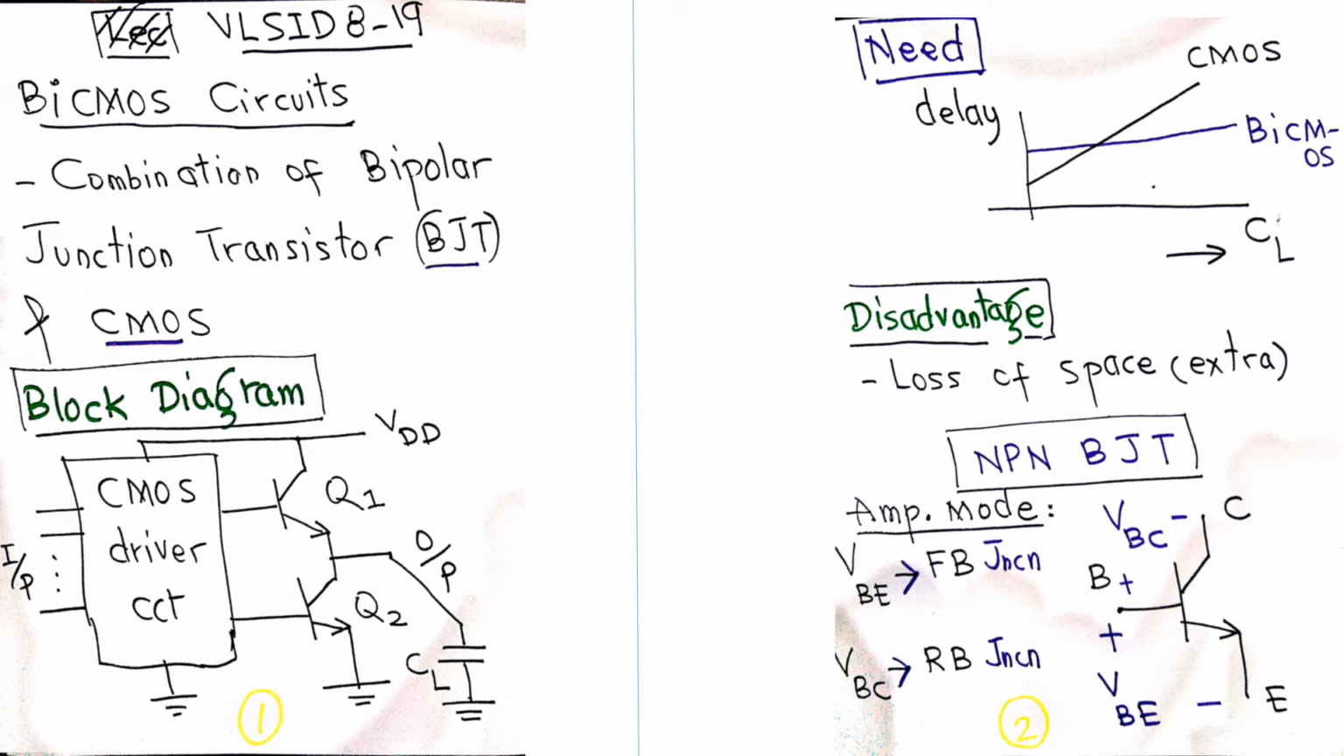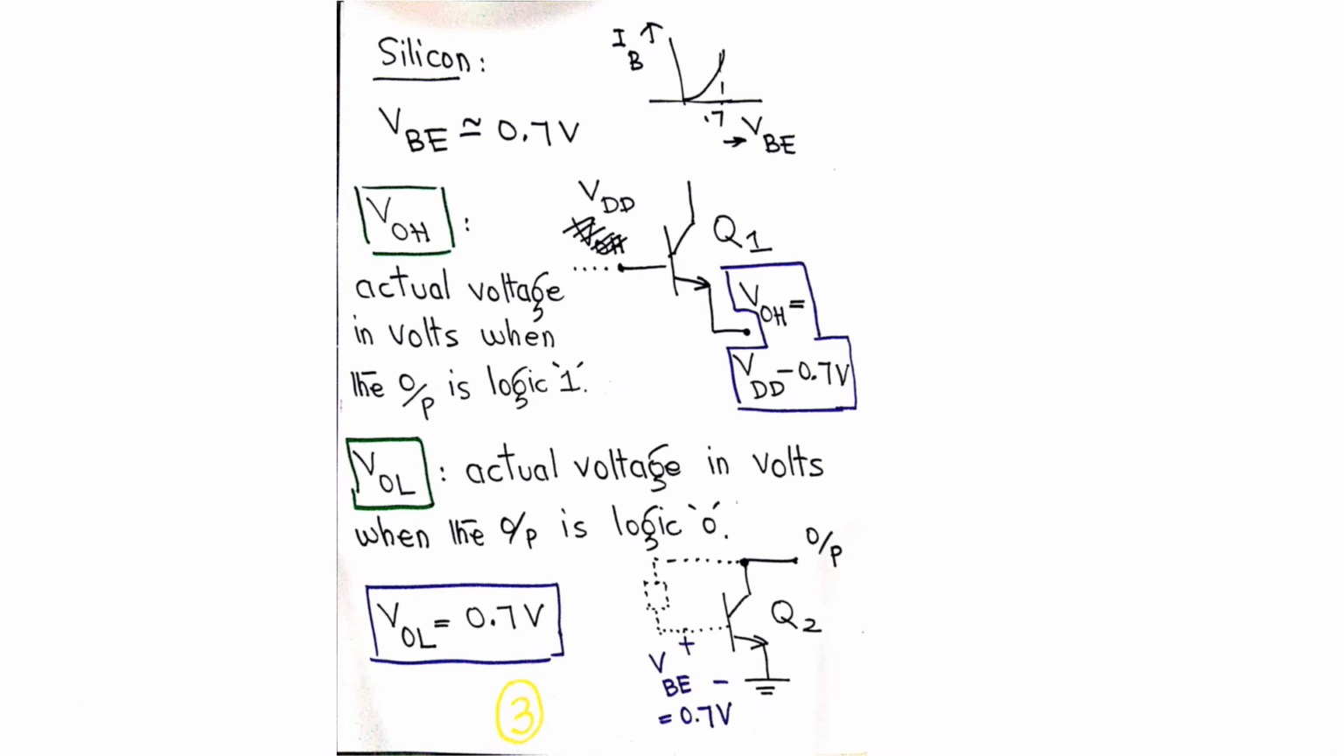Before we study the first gate implemented using BiCMOS, we study a bit of recap from the EDC course, Electronic Devices and Circuits. An NPN BJT in amplification mode is used when we have the base-emitter junction forward biased and the base-collector junction reverse biased. The silicon VBE versus IB curve gives us a value of 0.7 volt at which the VBE saturates.